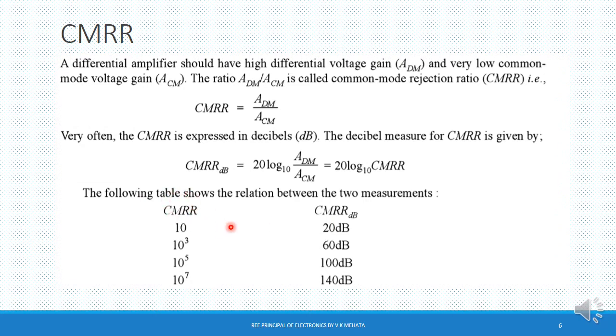Okay, here I have given one table for your understanding. If CMRR is equal to 10, what is its value in dB? That is equal to 20 log 10 ADM divided by ACM. What is this ADM by ACM? That is CMRR. If CMRR is equal to 10, how do you find 20 log 10 of 10? Actually log 10 of 10 is nothing but 1. So you are going to get 20. Similarly, if our CMRR is 10 to the power of 3, then it is equal to 60 dB. 10 to the power of 5, 100 dB. 10 to the power of 10 is equal to 140 dB.